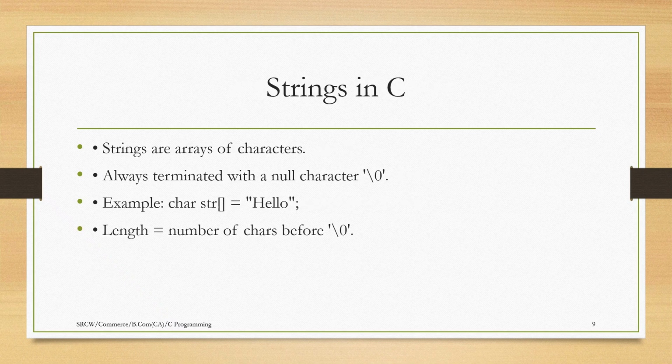In C, strings are essentially arrays of characters. What makes them special is that they are terminated by a null character written as \0. For example, the string hello is stored as hello\0. The null character indicates the end of the string.